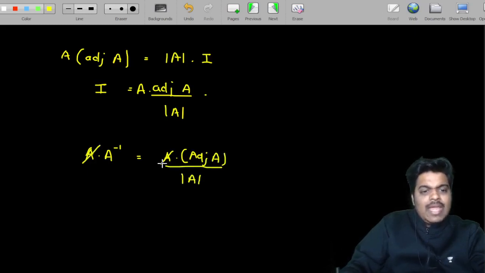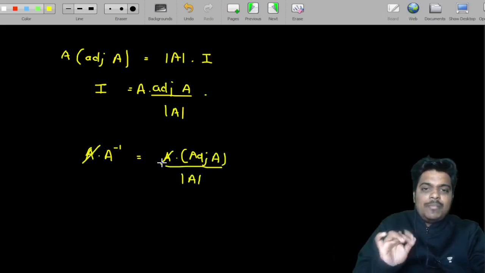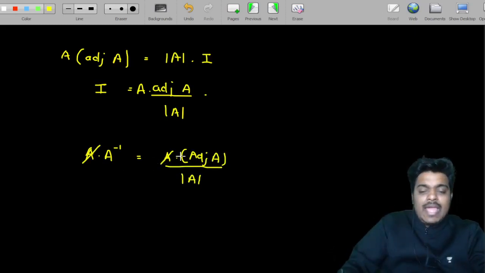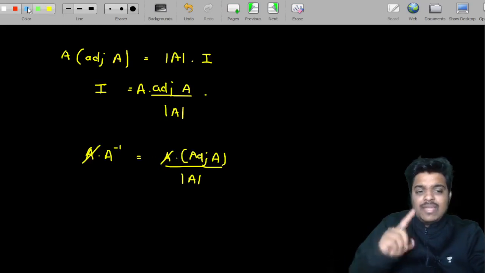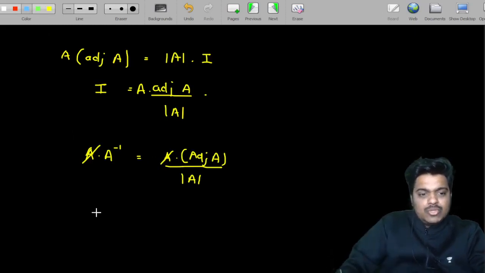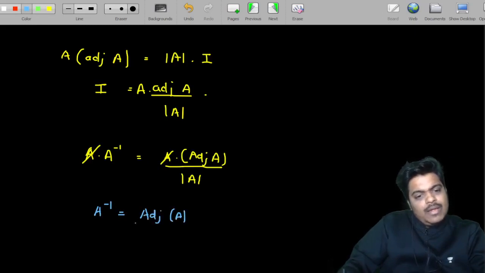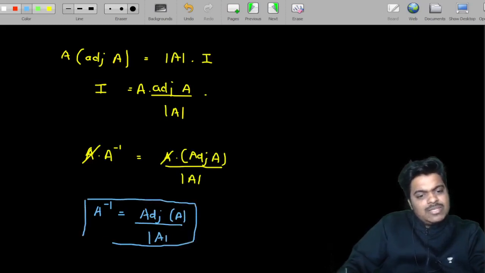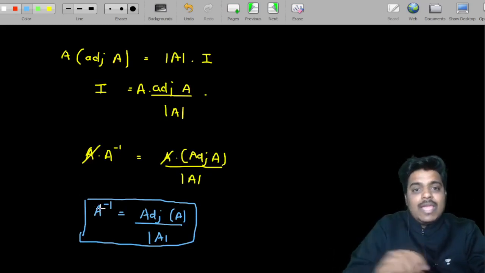So A and A, we can take from the left hand side and cancel. We are not actually cancelling, we are equating or comparing. So A inverse comes out to be adjoint of A divided by determinant of A. Is it clear? So this is the method of calculating A inverse.